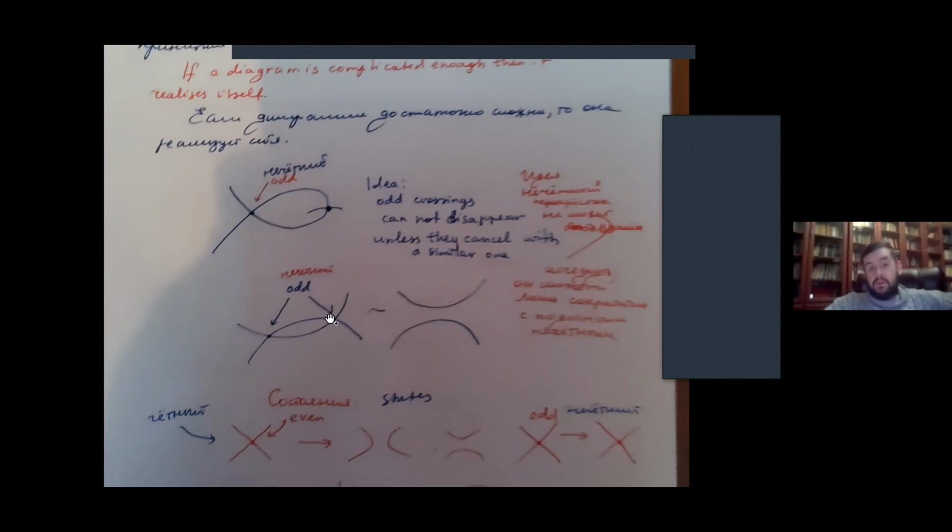So if we have two crossings, which take part in the Reidemeister move, then they can both be odd, or possibly they can both be even.